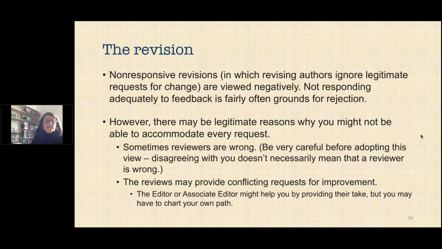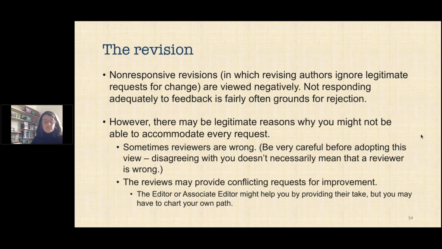Non-responsive revisions in which authors ignore requests for change are generally reviewed negatively, and if the editors feel that you haven't addressed the reviewers' feedback and that this was willful, that can be grounds for rejecting a paper if it's significant enough. But there might be legitimate reasons why you might not always be able to accommodate every request.